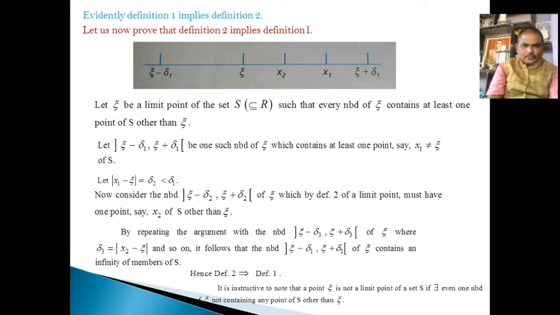It is instructive to note that a point zeta is not a limit point of the set S if there exists even one neighborhood of zeta not containing any point of S other than zeta.